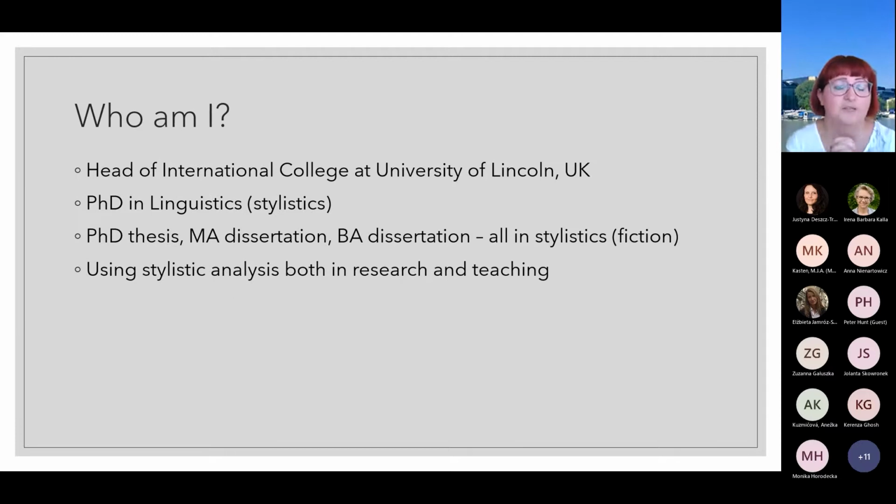So just to start with, as Justina already mentioned, I'm currently working as head of the international college at the University of Lincoln in the UK, and this is a unit that supports international students. So my job is about teaching students for whom English is not the first language, teaching academic writing and skills. So it's actually not related to theoretical linguistics or literature.